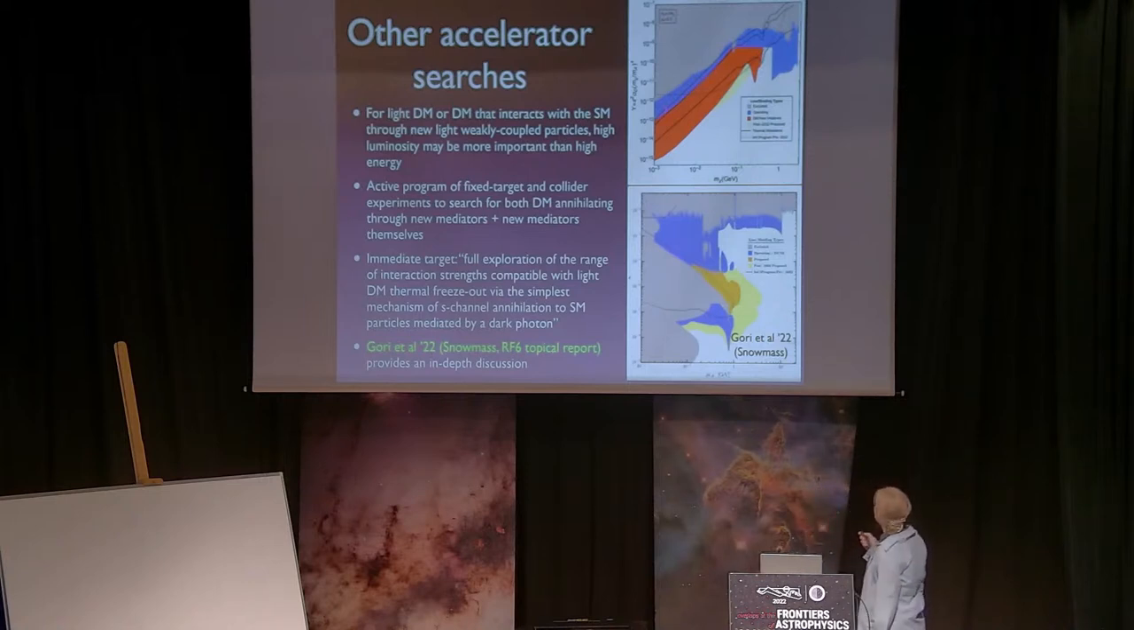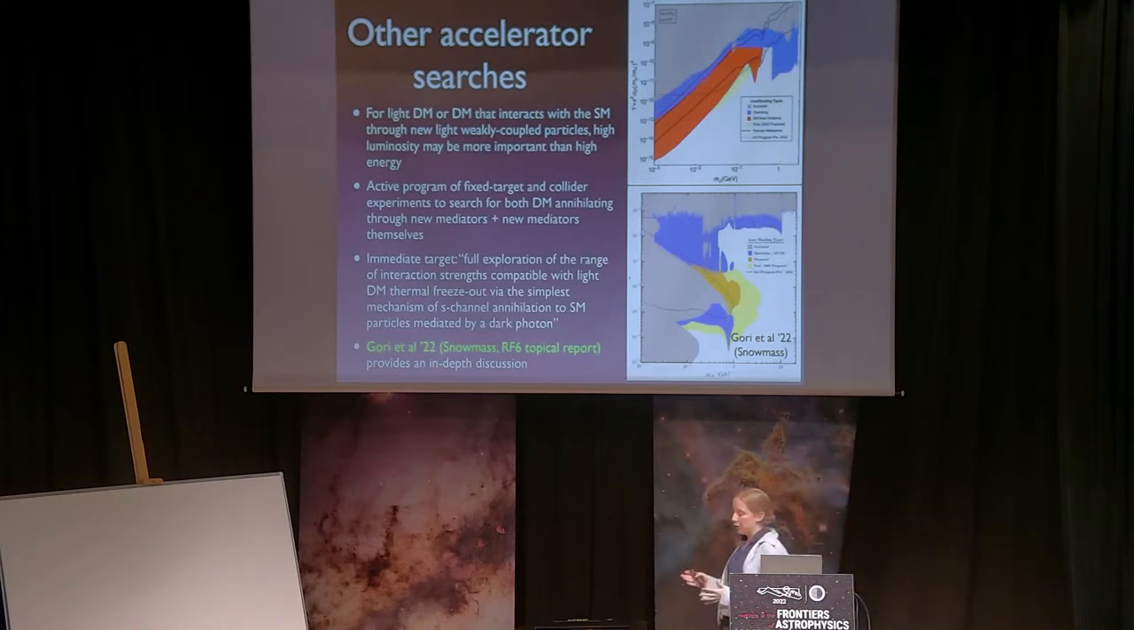These are some examples of the kinds of searches that you can do with these cases. This is sort of like the already ruled out, about to be ruled out, far future plots that I showed earlier for direct detection. In this case, this is the dark matter mass on the x-axis. So this is dark matter masses from around the MeV to the GeV scale. So this is that light thermal dark matter region that we looked at.